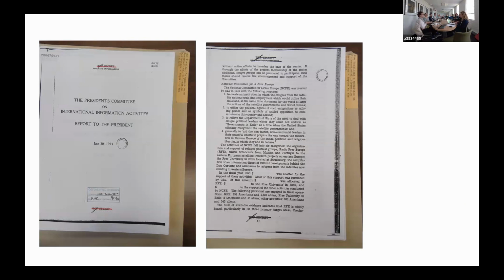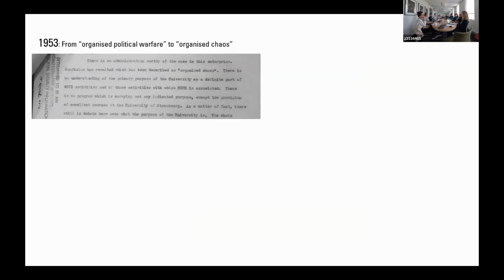So up to this point, the Free Europe University in Exile might seem like a success story, but it faced significant challenges during its brief existence. All these difficulties stemmed from one fundamental reality: the university was a psychological warfare operation run by the US government. So the first major crisis emerged in Strasbourg in 1953 because of the rushed establishment of the study center.